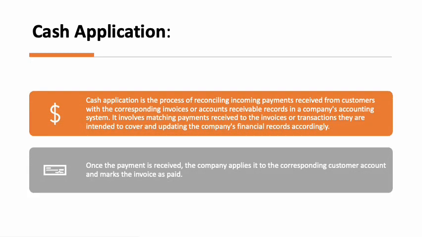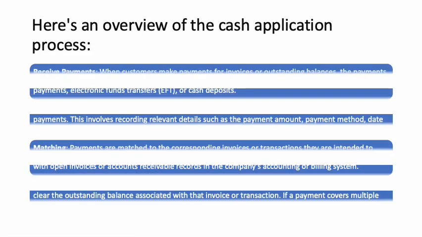Next step of O2C is cash application. Cash application is the process of reconciling incoming payments received from customers with their corresponding invoices or accounts receivable records in the company's accounting system. It involves matching payments received to the invoices or transactions they are intended to cover and updating the company's financial records accordingly. Once the payment is received, the company applies it to the corresponding customer accounts and marks the invoice as paid. Here's an overview of the cash application process.